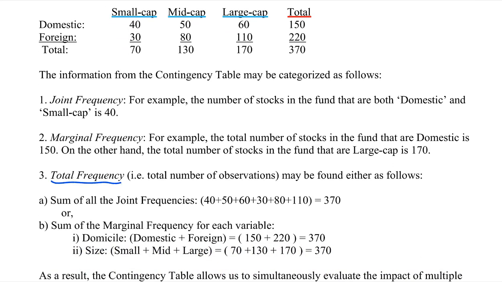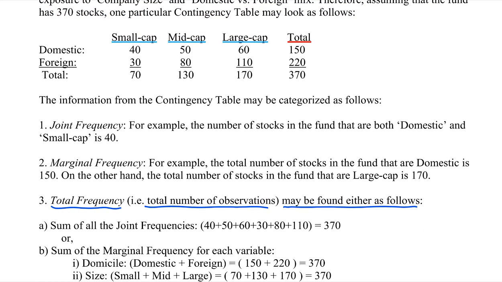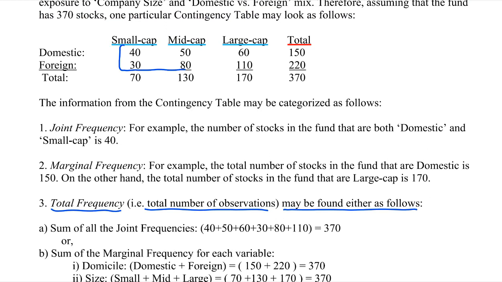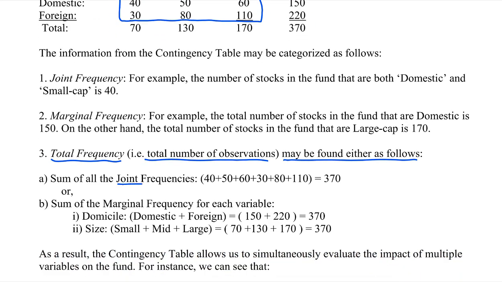Now, total frequency, of course, is the total number of observations. And there's a few ways to find this out. We could just add all these observations inside the table. So these would be your joint frequencies, and that's what we have here. Just add those up, it gives you 370.